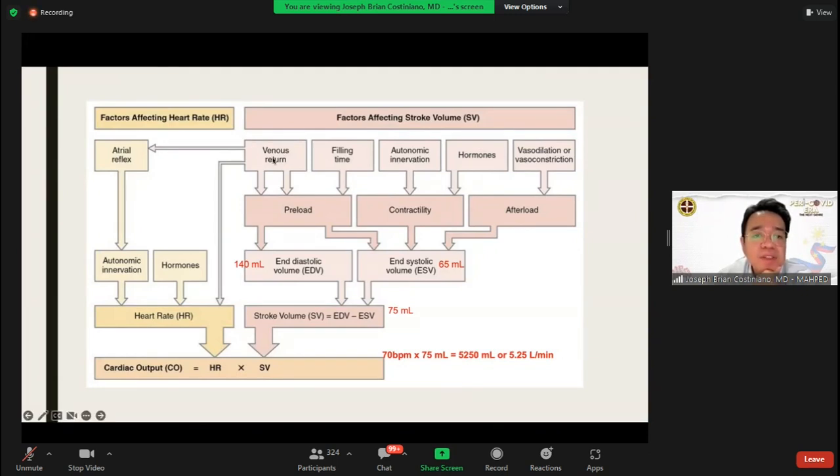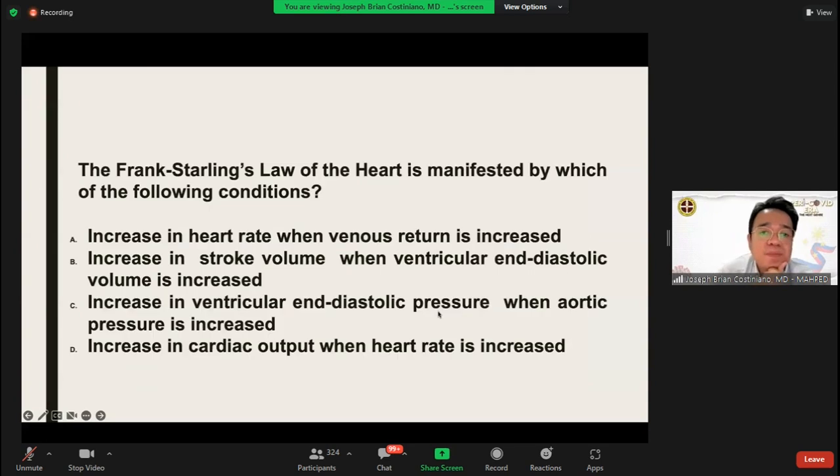Tingnan niyo, itong venous return can also contribute to the atrial reflex, contributing to autonomic innervation and changes in your heart rate. And also, it also contributes towards your preload, which dictates largely the end diastolic volume. And any small changes in your EDV will greatly alter your stroke volume. Therefore, primary determinant talaga si venous return for cardiac output. Okay? So, venous return ang answer.